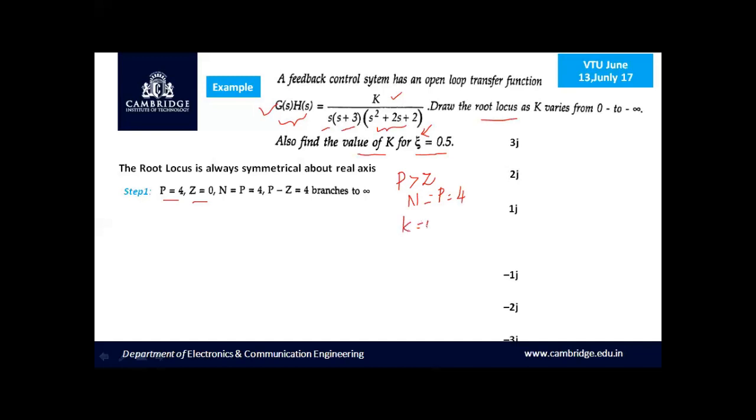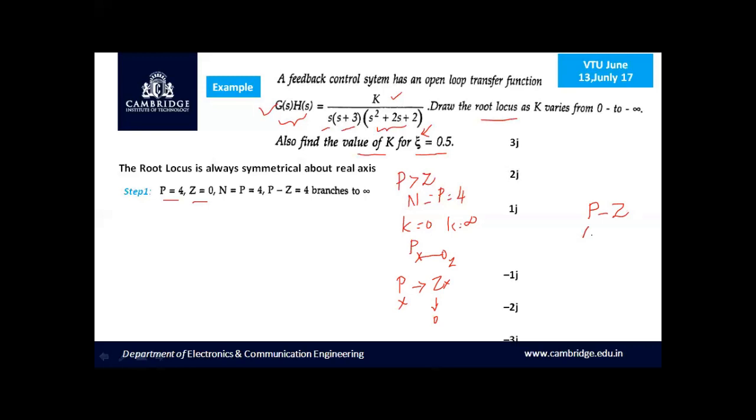We know that when K is equal to 0, the root locus starts with an open loop pole and it terminates at an open loop zero when K reaches infinity. Therefore, P poles will be terminating at Z zeros. In this example, as Z is equal to 0, the number of zeros is nil, none of the poles is going to terminate at a zero. Hence, the rest of the P minus Z poles will be terminating at infinity.